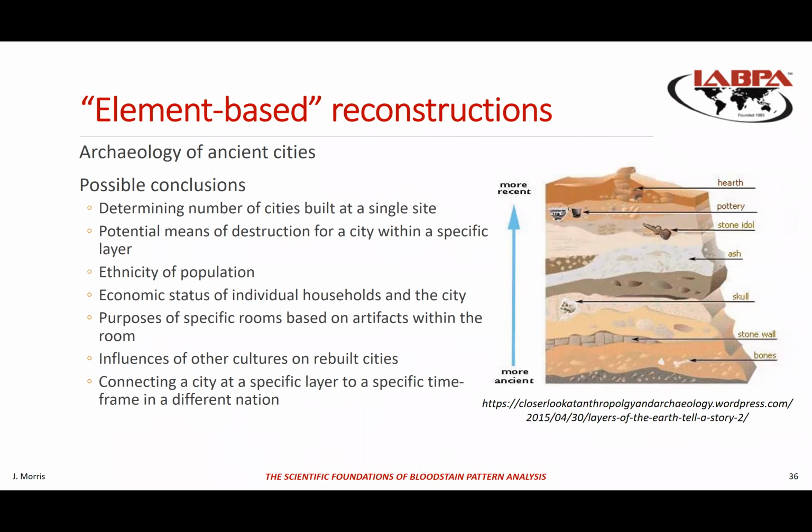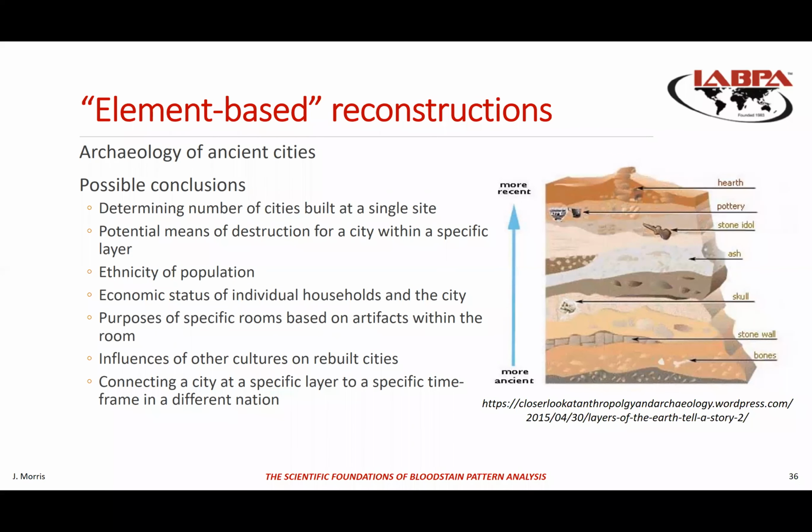But there are also other things that they can look at. If we look at a specific layer, we find a heavy layer of ash. That can demonstrate how that city was destroyed, that perhaps that city was burned by fire. Looking at the kind of pottery that's there gives an idea of the ethnicity of the population. We can also use the remains of the animals that were eaten. If we are looking at the trash areas where the bones of animals that were eaten were thrown away, and we don't find any pig bones, that gives support that this was used by Hebrews.